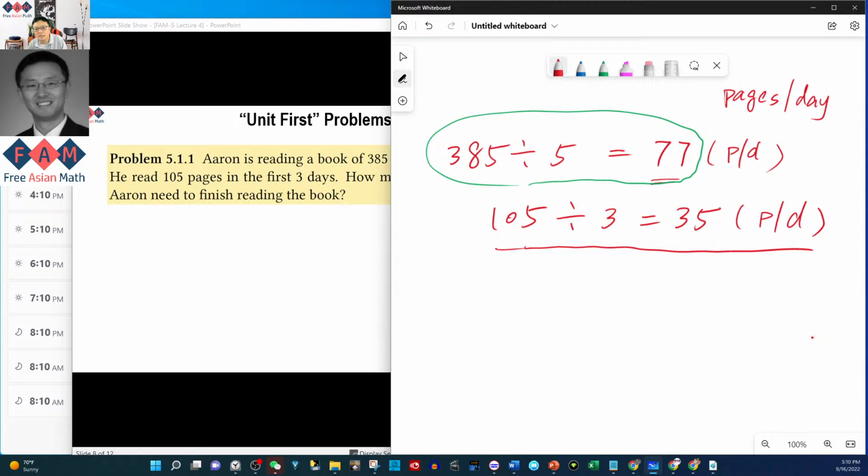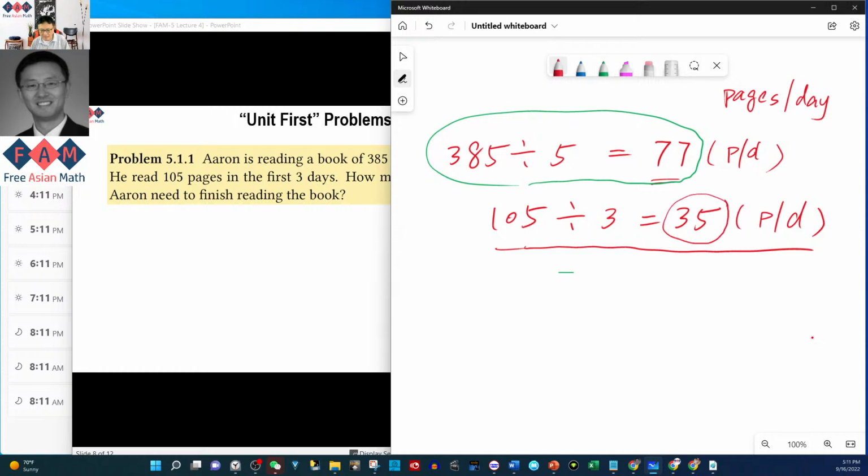This is a division, but if you do the reverse, if you say 105 is 3 times 35, that's exactly what we talk about. That's a multiplicative relationship. Okay, why is this relevant? Now, because of this, we know the actual pace is just 35.